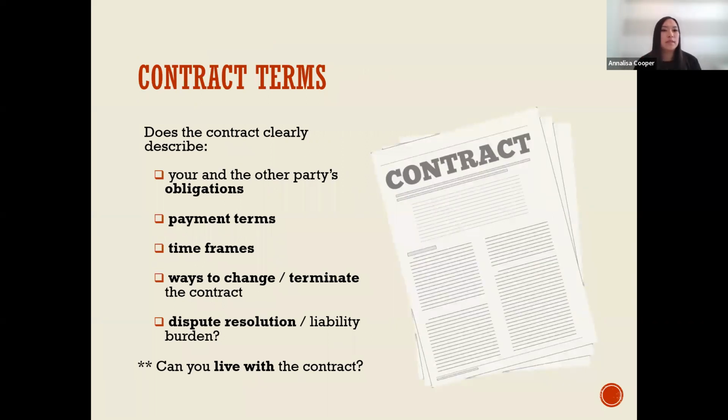All right, contract terms. We will be talking about the different types of contract terms. It's really important that the contract describes each party's obligations, the payment terms, timeframes, ways to amend, ways to terminate, and then potentially dispute resolution and liability allocation provisions, risk allocation provisions. The number one question you should ask yourself is whether you can live with the contract. If you look at a term of a contract and you don't like it, but you could live with it, that may be the determinant for whether you accept those terms or not.